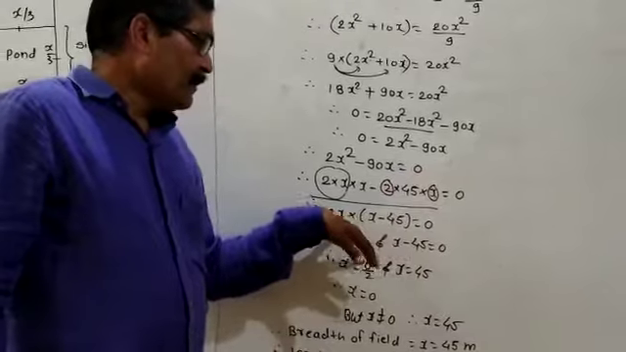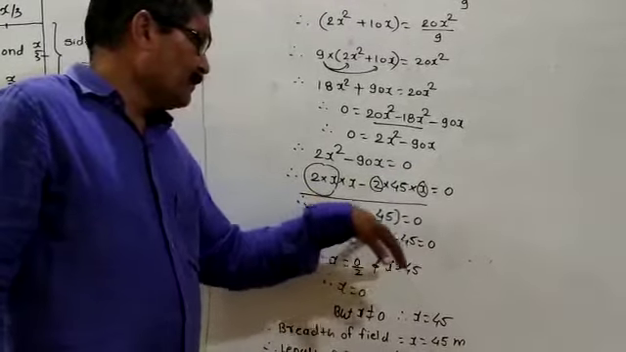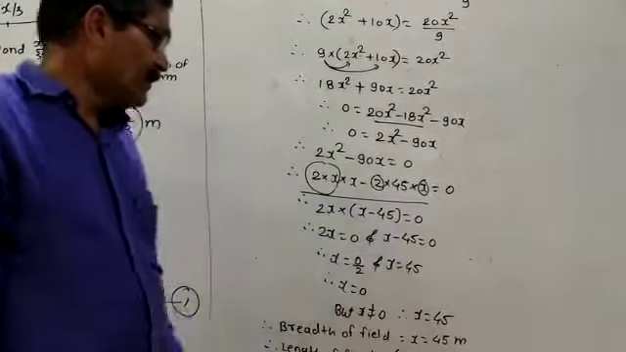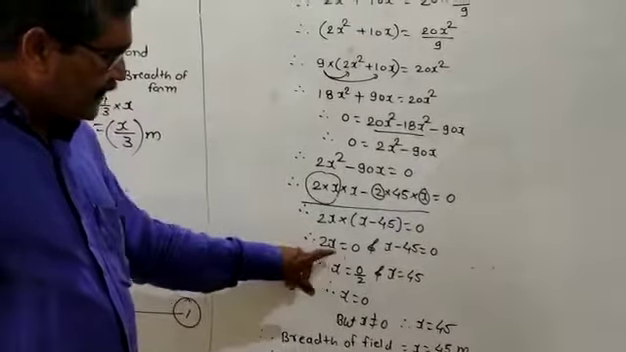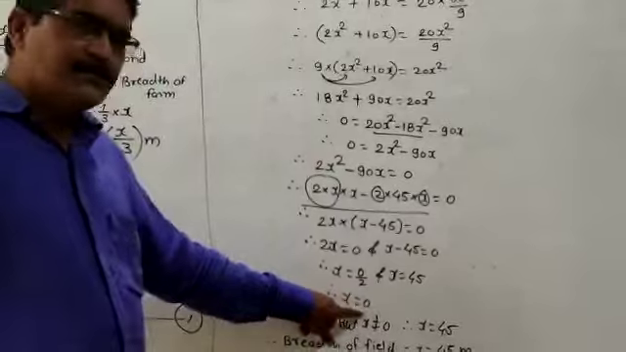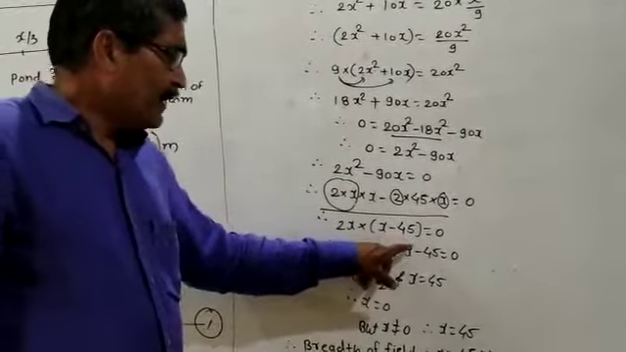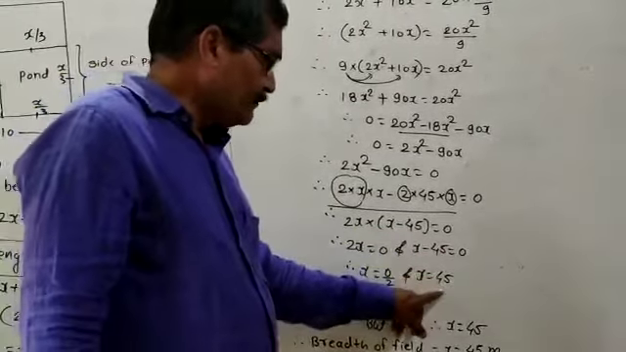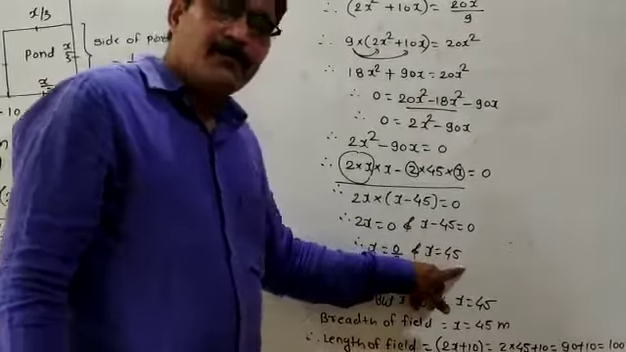Then you have to equate these factors with 0. 2x is equal to 0 and x minus 45 is equal to 0. You have to transpose this 2 to that side. Multiplied by 2 becomes divided by 2. 0 upon 2, x is equal to 0 will come. You have to transpose this minus 45 to that side. Minus 45 becomes plus 45. x is equal to 45 will come.